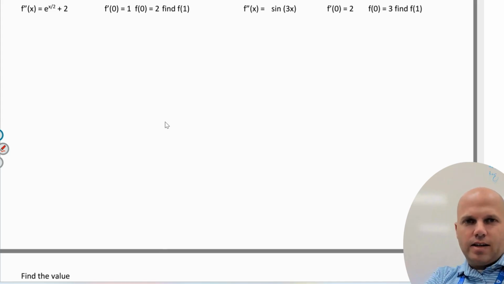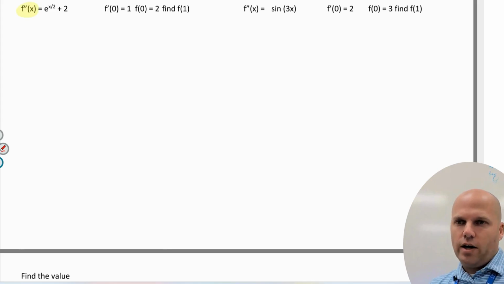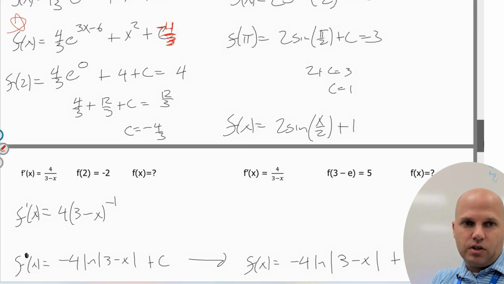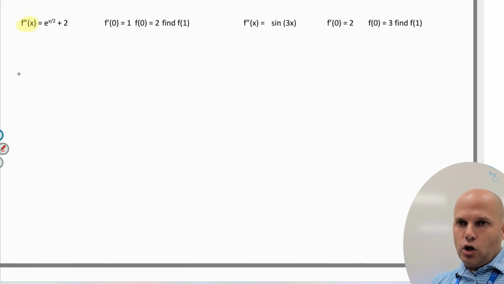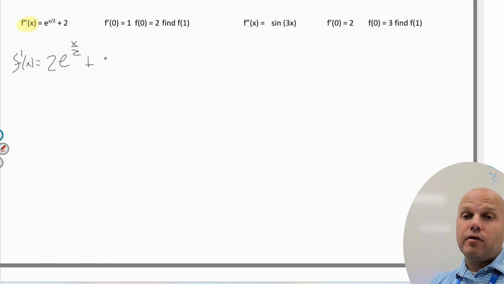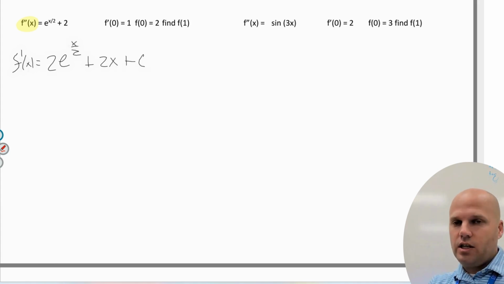Every time we antiderive, we're going to have to undo that derivative of the inside. Here I have a second derivative, so I need to go back twice. I have 2 pieces of information. I'm asking you to find f of 1, finding the missing value. These ask you to just find f of x. So the antiderivative of e to the x over 2 will be e to the x over 2. The derivative of x over 2 is a half. I need to undo that with a 2. The antiderivative of 2 is 2x. I have a c every time I take a step backwards.